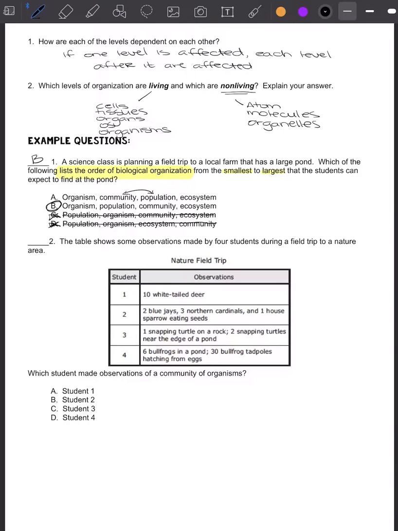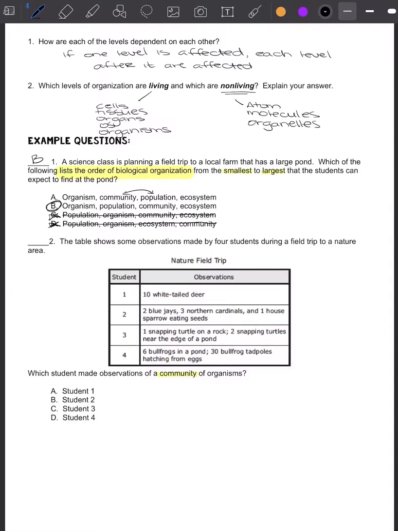So number 2, taking a look at the table, a student makes some observations during a field trip, and they want to know which one best represents a community. So by doing the previous page, I know that a community is going to be groups of populations, different populations that live in the same area.